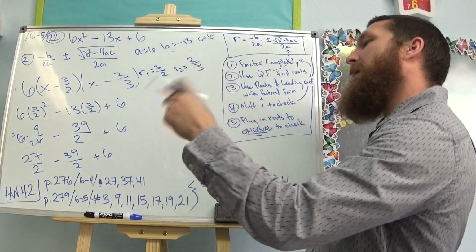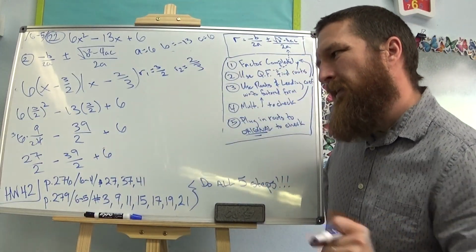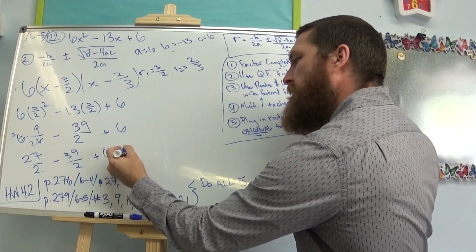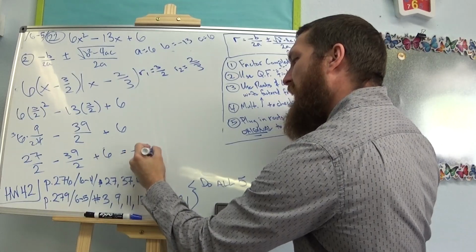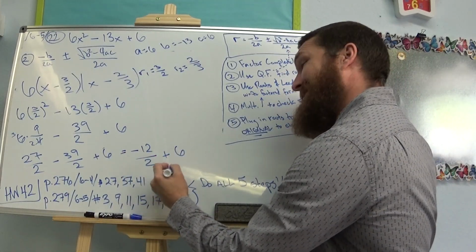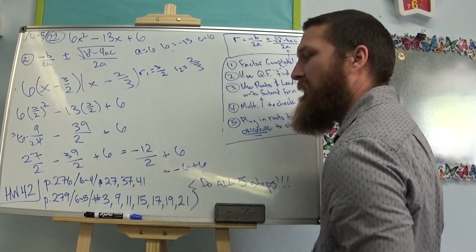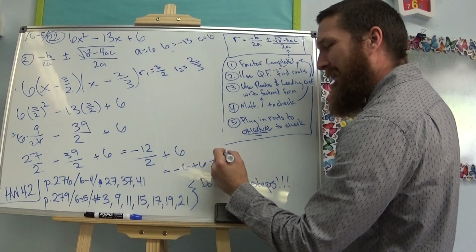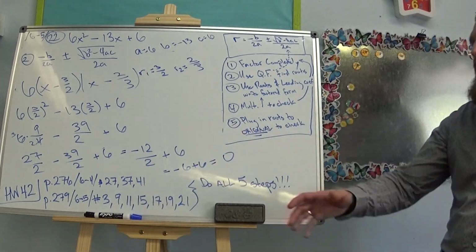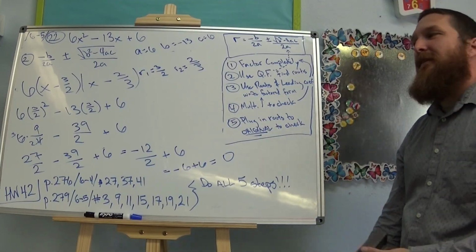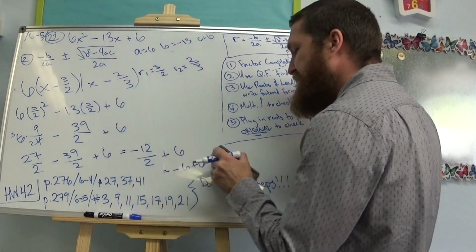So 27 minus 39 is 12? Negative 12? Yes. Negative 12/2 plus 6, which is -6. Hey, nice, and it should be. It really should. Like at this point, you get here and you go, well, yeah, obviously, it really should work out. None of this should not work, right?